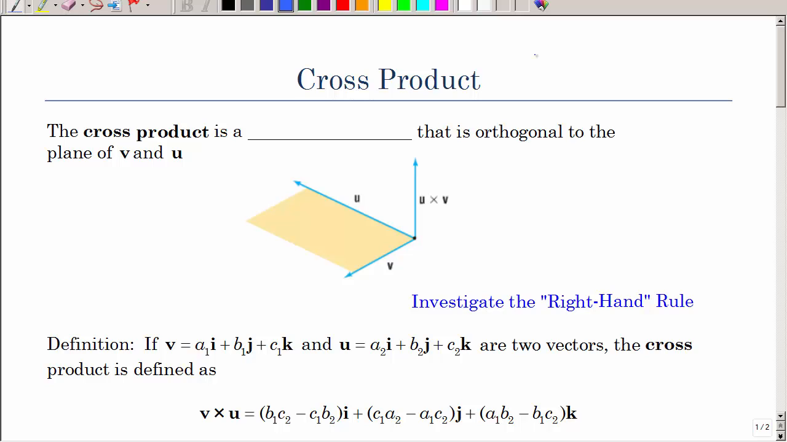In this lesson, we will explore the cross product. In a previous lesson, we looked at what was called the dot product, and we actually used the symbol of a dot, and remember that was a scalar and not a vector. So what is the cross product? We're actually going to use the symbol of the little x, and the cross product is a vector that is orthogonal, remember that means perpendicular, to the plane of v and u, demonstrated in this picture.